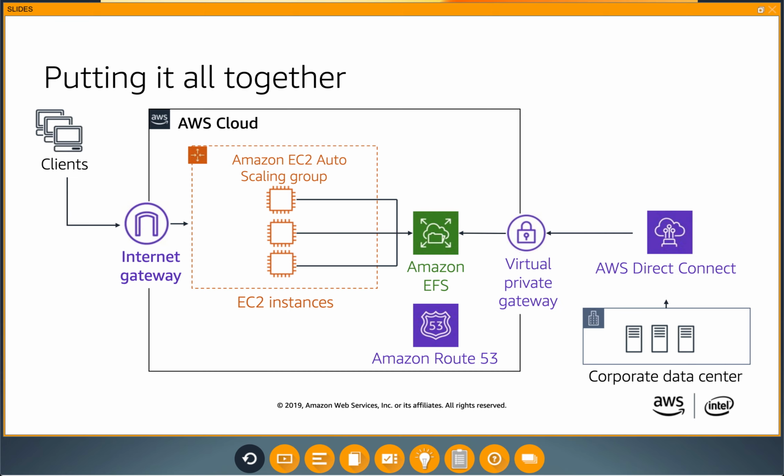So putting it all together, continuing with our web application from before. Instead of all our application data stored on EC2 instances, we can now centralize it by storing it in EFS, with connectivity through Direct Connect to on-premise resources.